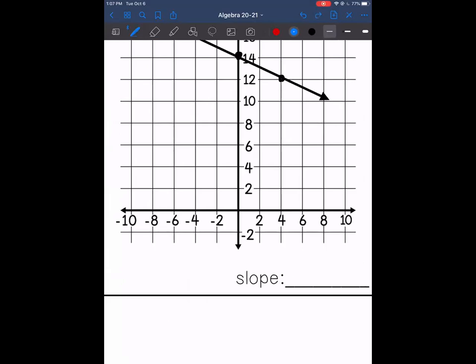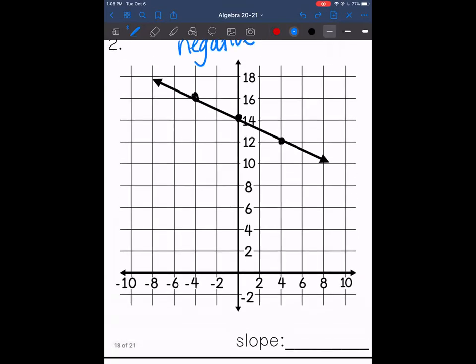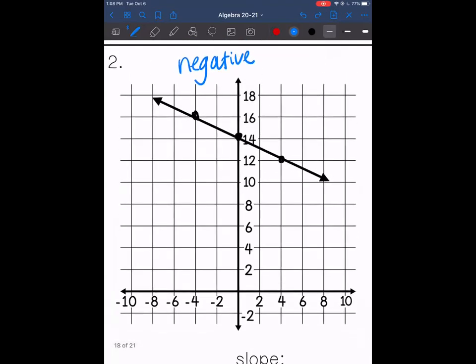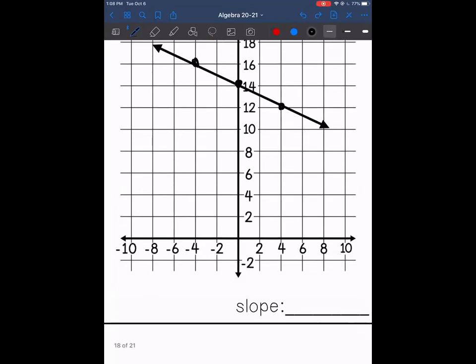When doing the warm-up and the exit ticket, put the negative sign with the numerator, the number on the top, and that will help you answer one of the questions. Okay, so if we were going to use rise over run or the slope formula, you can use either one. I'm going to use the slope formula. Let's do that. I'm going to do it over here.